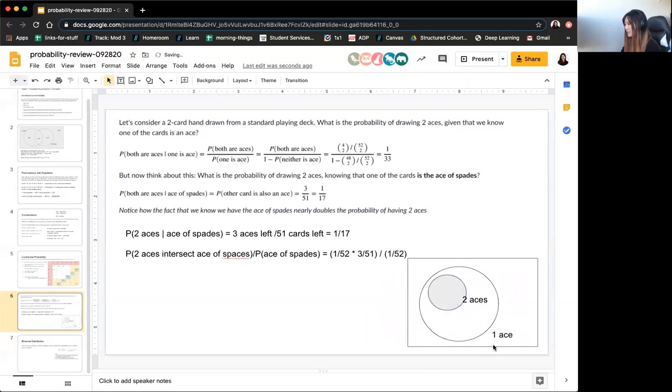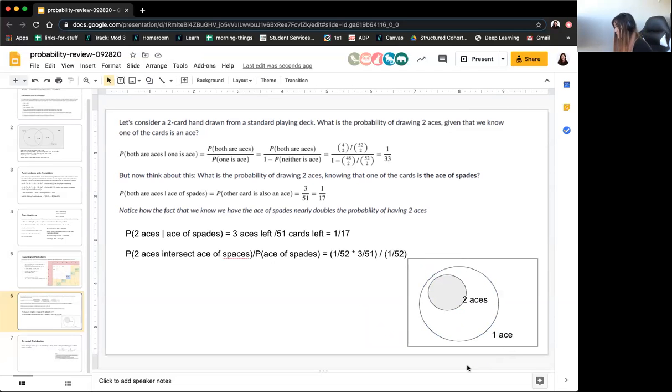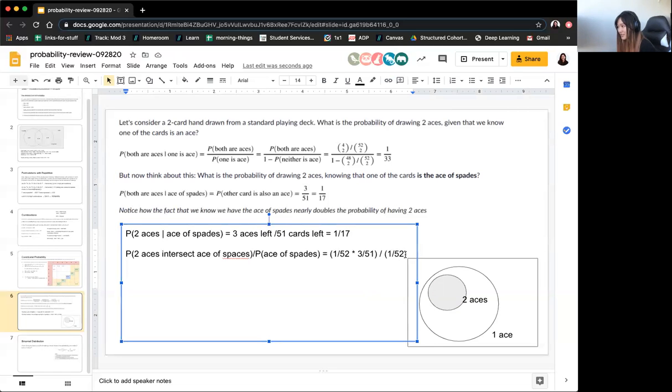There we go. So just to reiterate, the probability of drawing two aces, given that we know one of the cards is an ace, I represent it in this Venn diagram where one ace is this big bubble, and because every situation that you have two aces, you already have one ace. So therefore, two aces is a bubble within the one ace bubble. And I see my two aces as the numerator, one ace as the denominator. And I think having that perspective to this question makes setting up the math a lot easier.